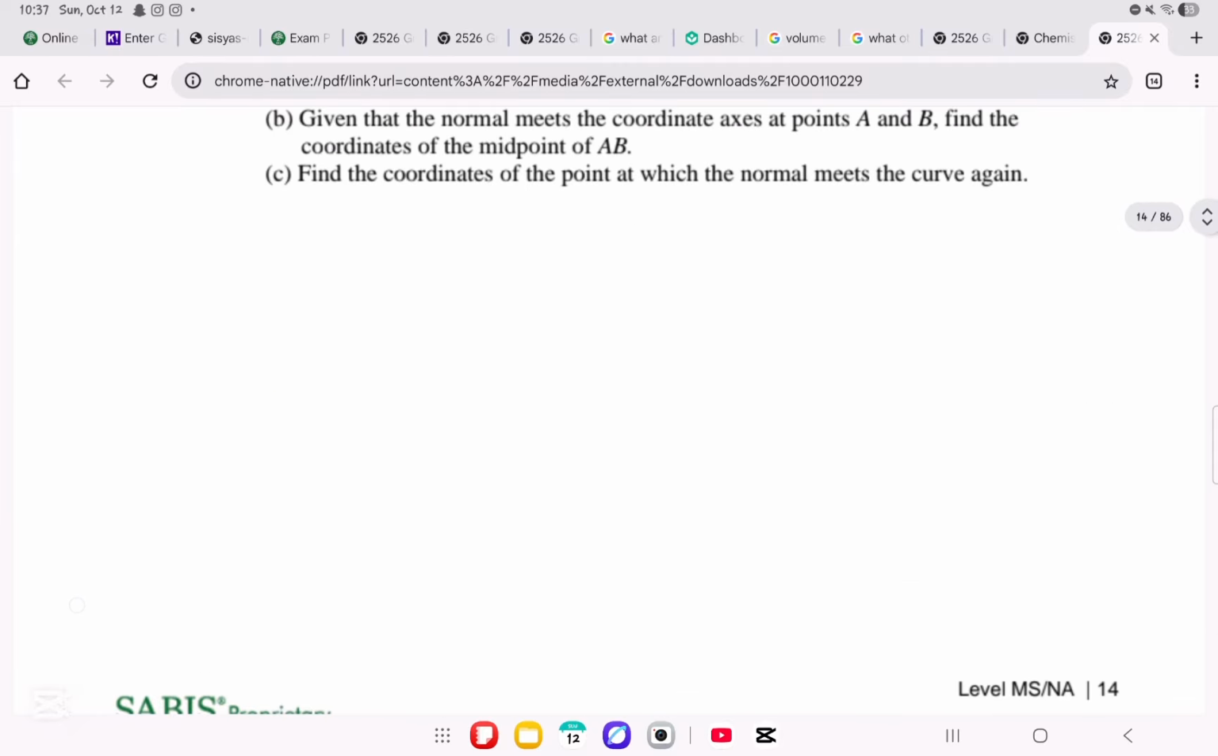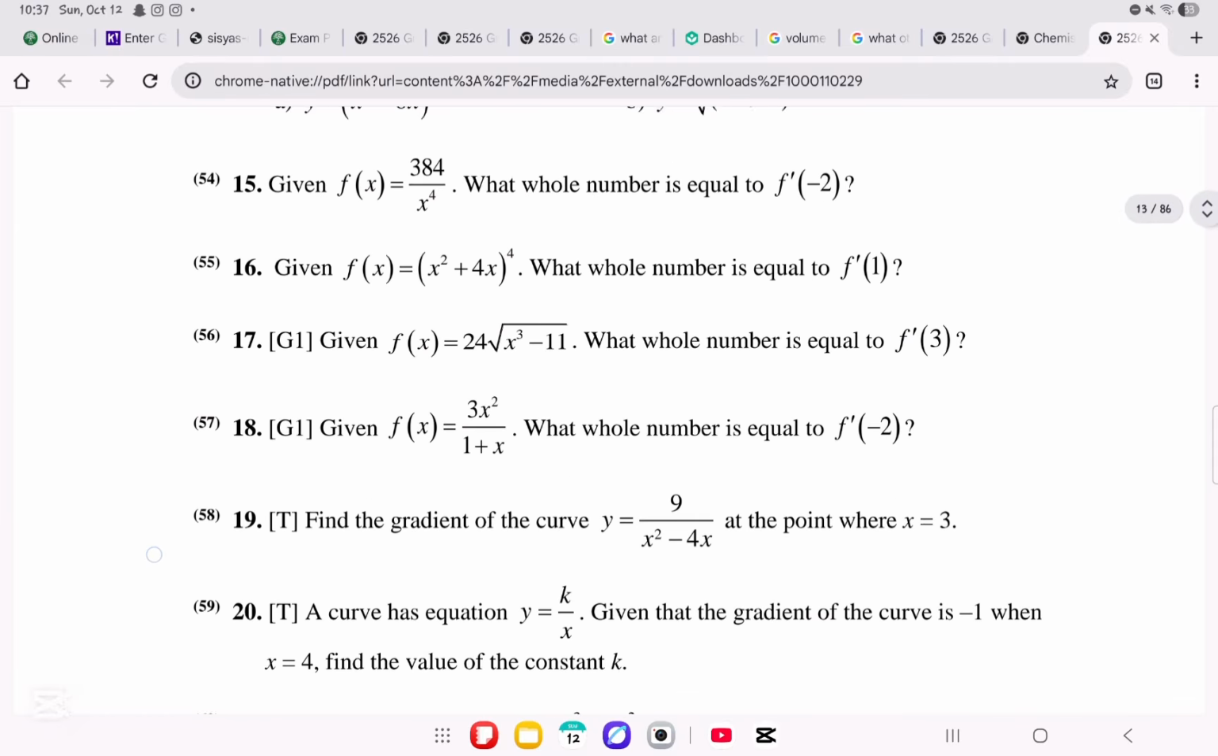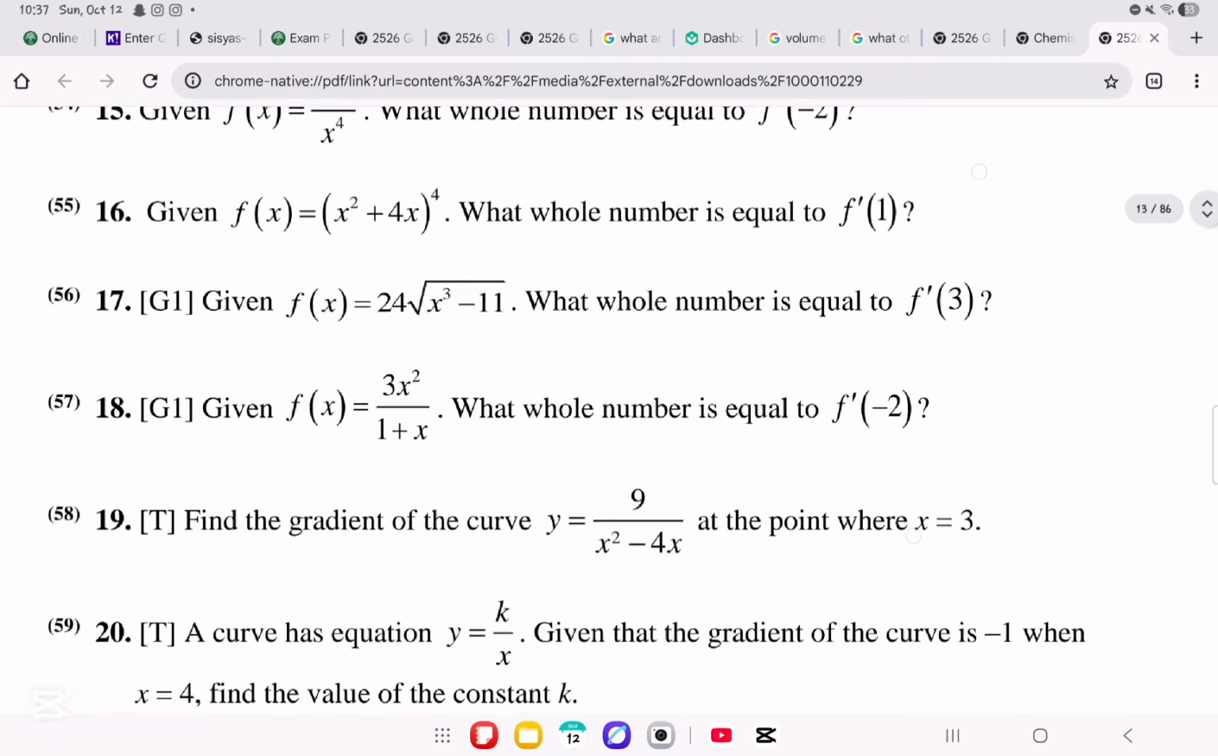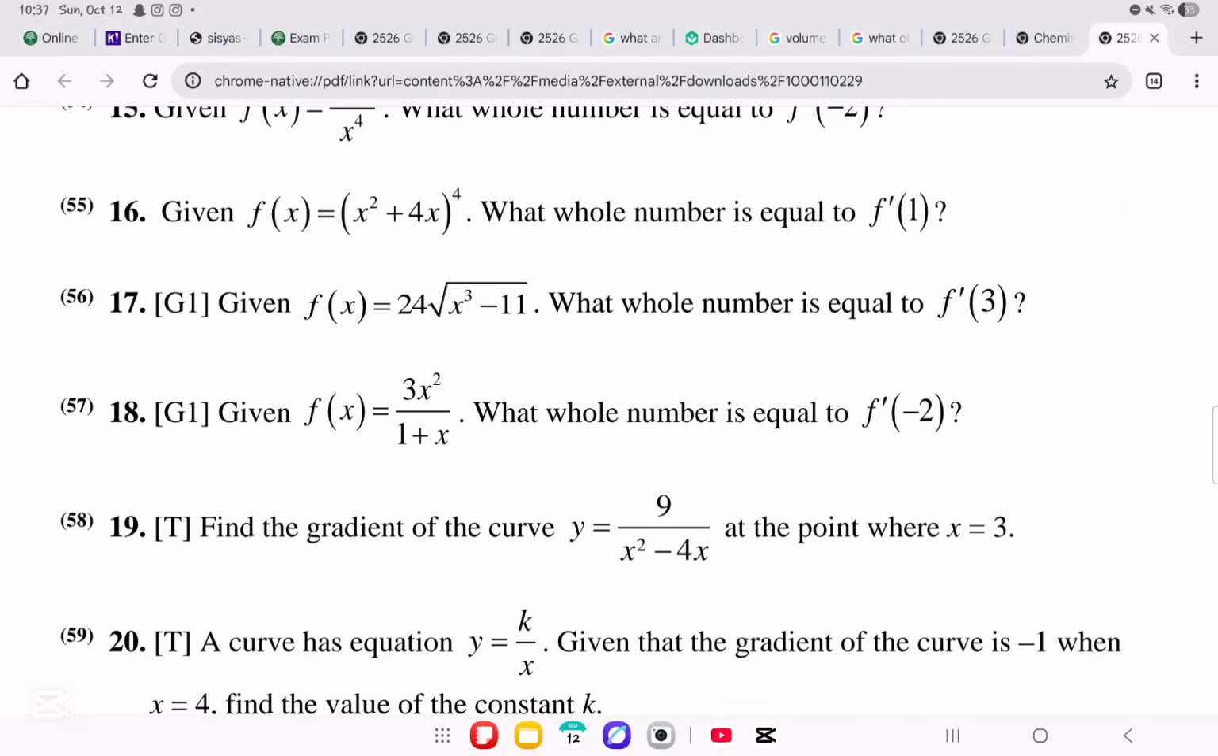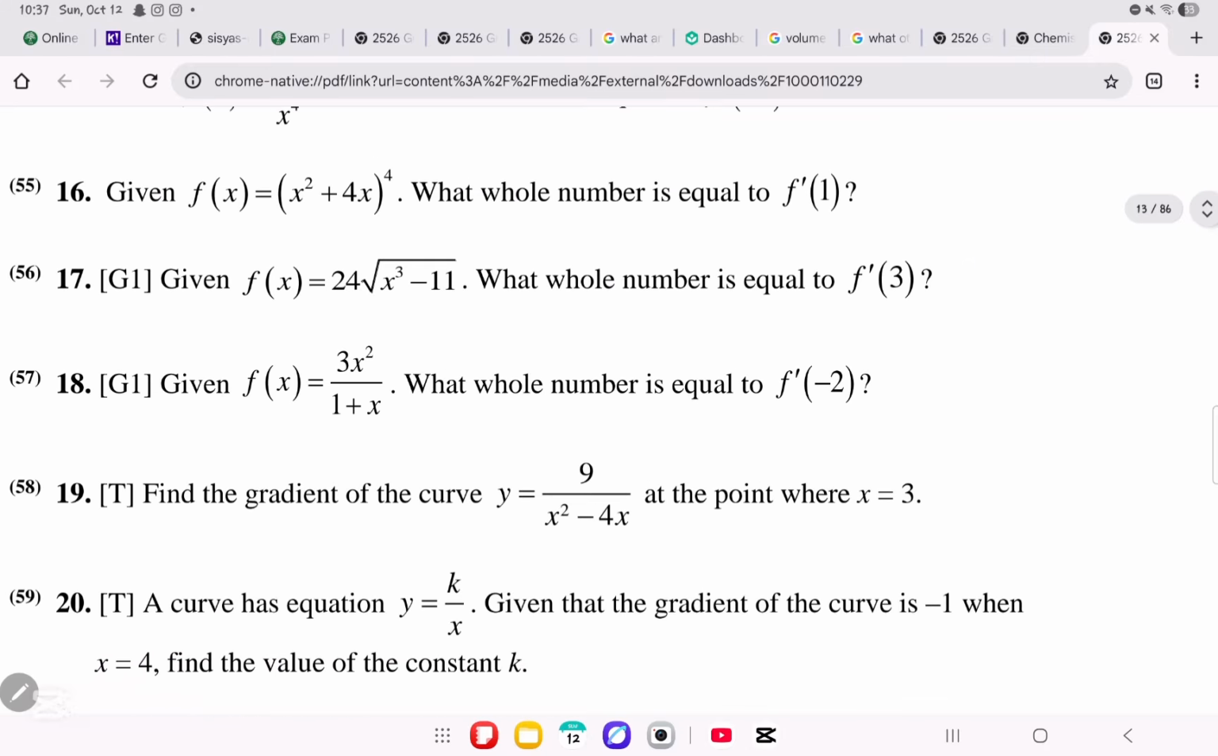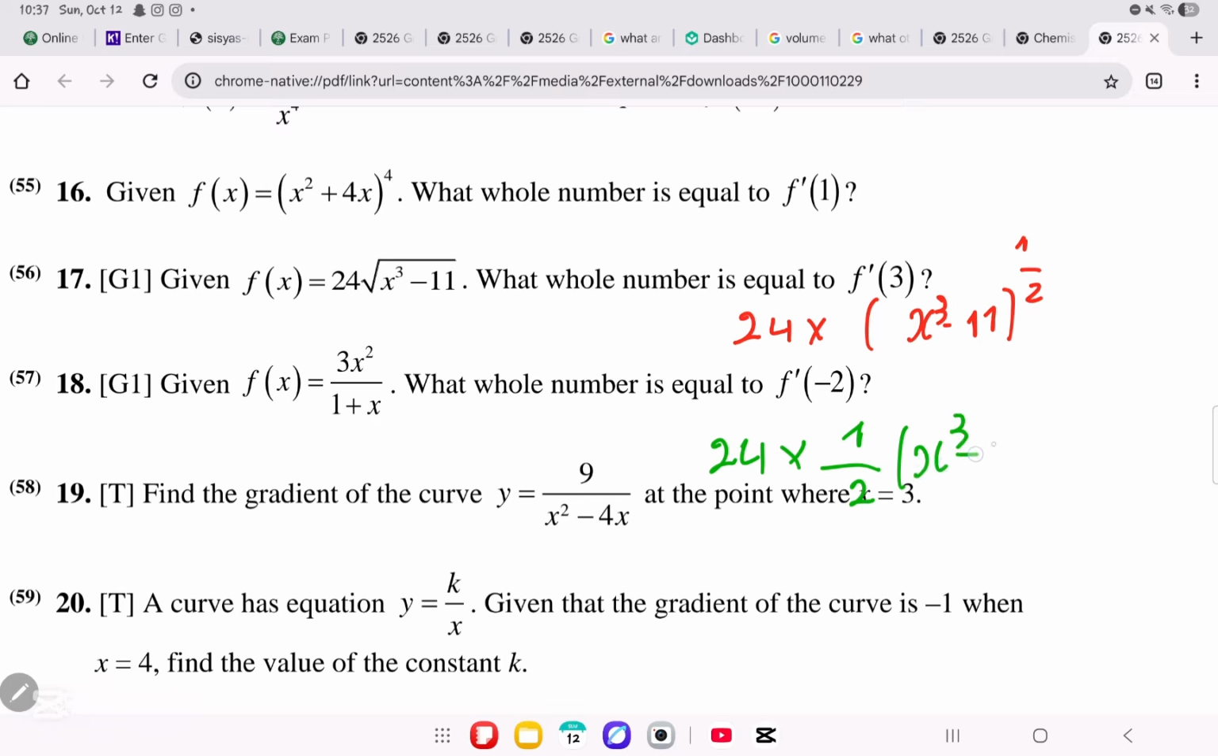Let us see then. We'll go back to where we were. So now we have question number 7. They want us to find f prime 3. So first of all, we need to find the derivative of this. So it's going to be 24 times x to the power of 3 minus 11 to the power of half. Now we need to apply the chain rule. So 24 times half x to the power of 3 minus 11 to the power of minus half multiplied by 3x squared, right?